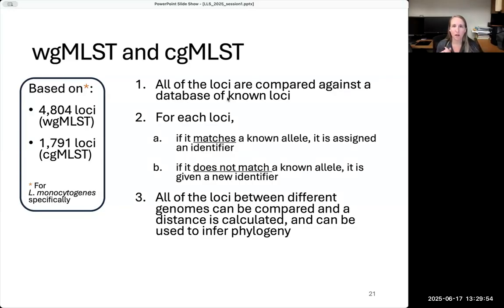And how this process works is that all of the loci or genes are compared against a database of the known ones. For each one, if it matches a known one or a version of it, like an allele, it is assigned an identifier. If it does not match a known allele, it is given a new identifier. So this database and scheme kind of grows as you go. Then all of the different loci or genes between the different genomes can be compared, and a distance is calculated and used to infer the phylogeny. So after that point, it works like the SNPs. We look at the differences.